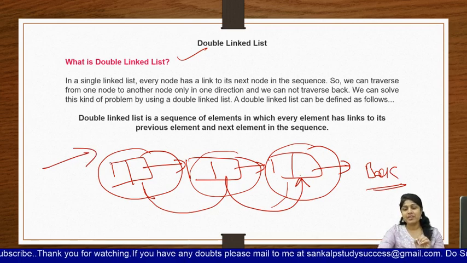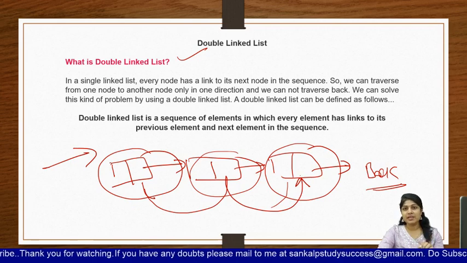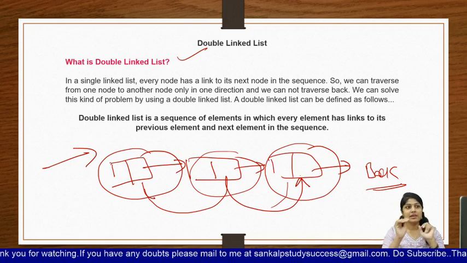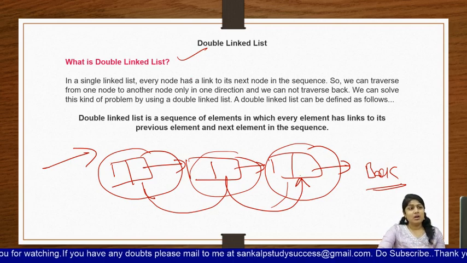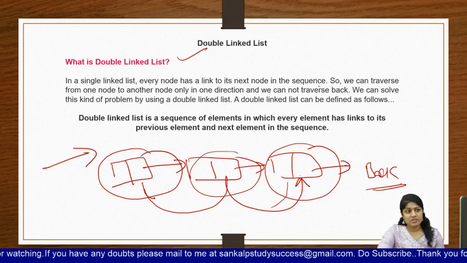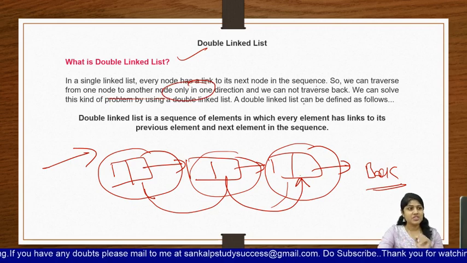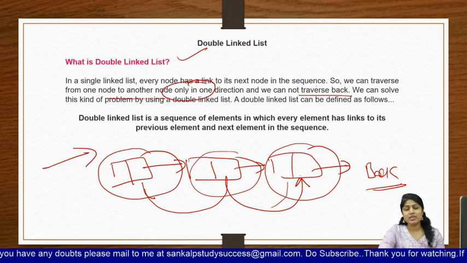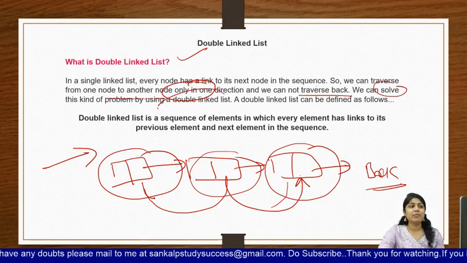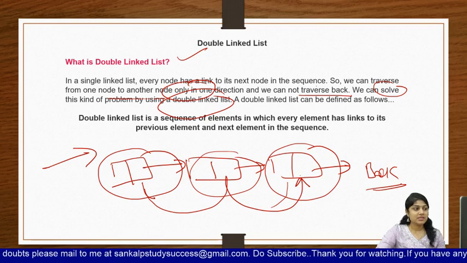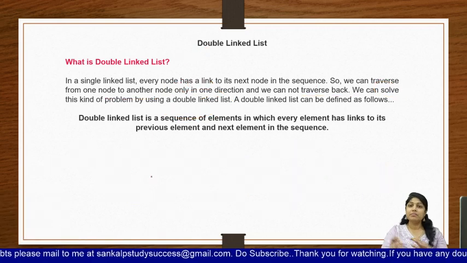That is the problem. This is a very important topic. Every node is linked to its next node in the sequence, so we can traverse from one node to another only in one direction and we cannot traverse back. We can solve this problem with the help of the double linked list concept. With the help of a double linked list, we can traverse backwards.